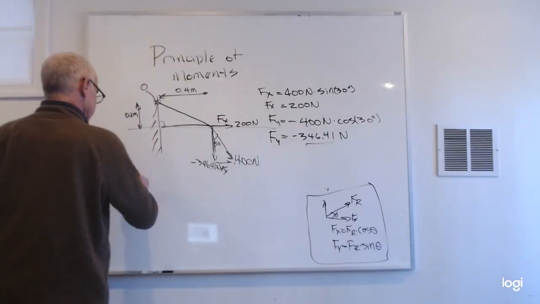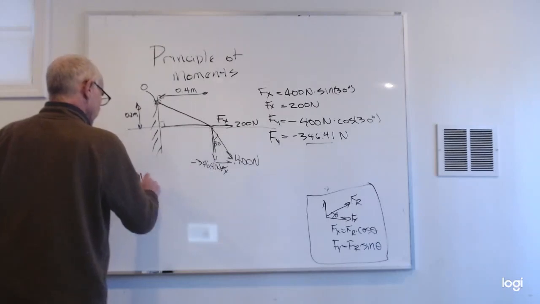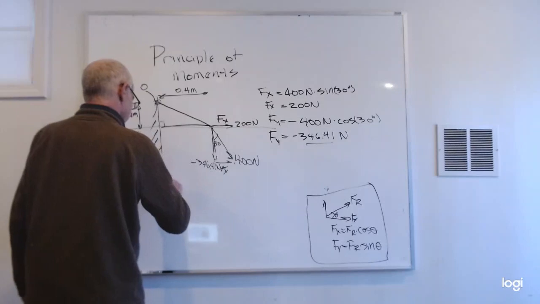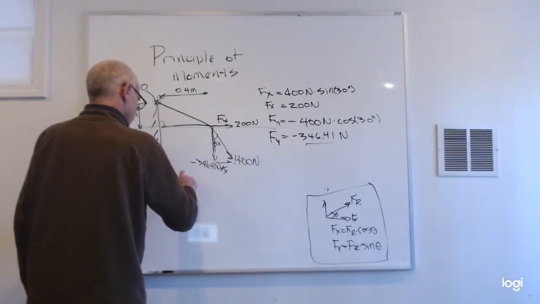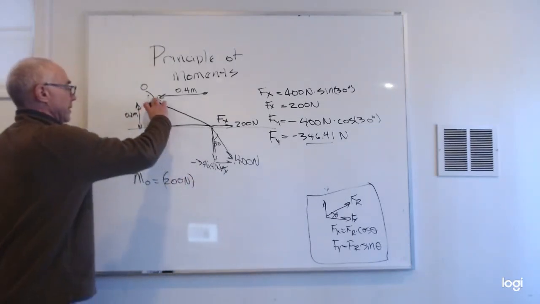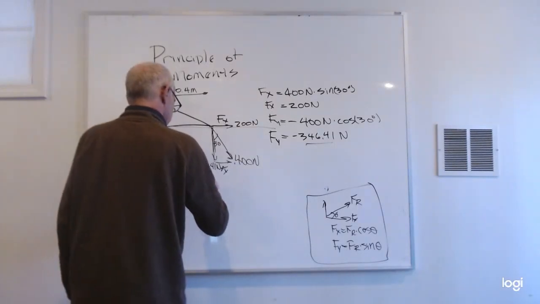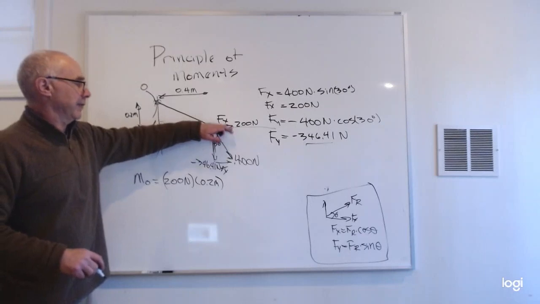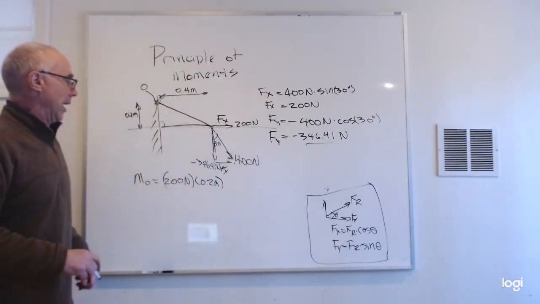So I'm going to write that down. Moment O equals 200 newtons times this distance here, 0.2 meters. Okay, that's the result of the F_x. Now we're going to do the result of the F_y.